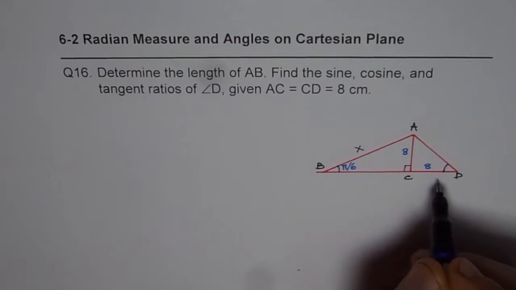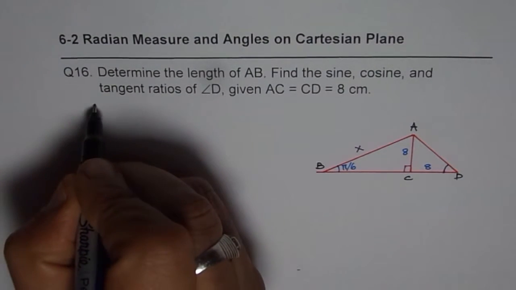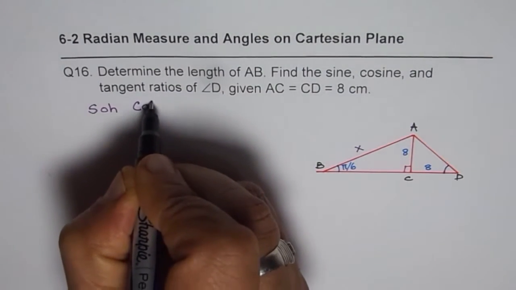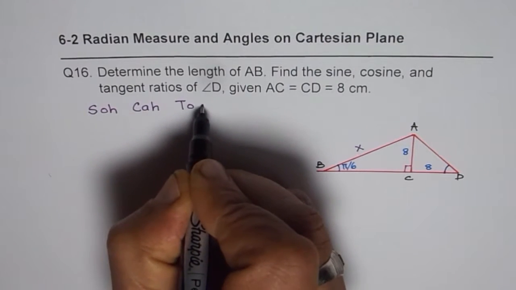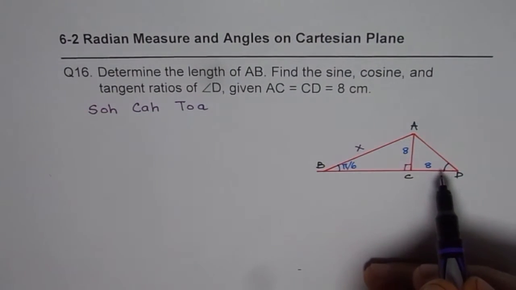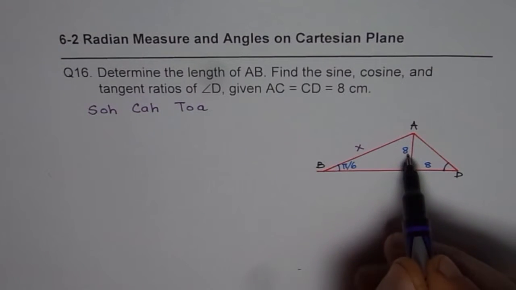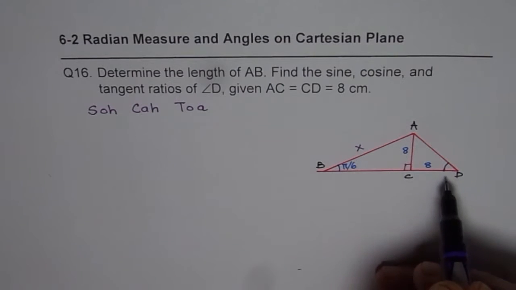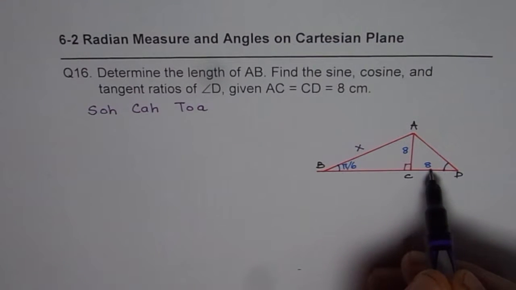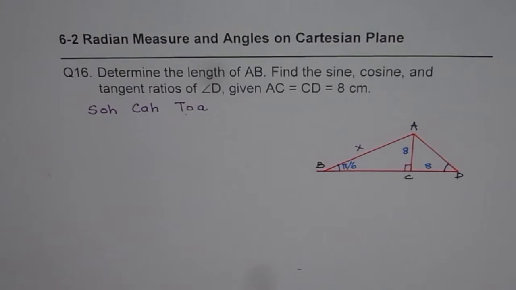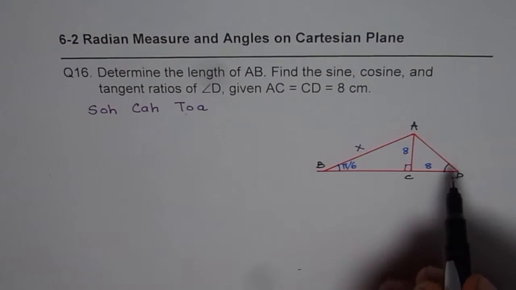Well, we'll do it in a general way, that is, remember SOHCAHTOA. Sine is opposite over hypotenuse, cos is adjacent over hypotenuse, and tan is opposite over adjacent. In triangle ACD, we are given the side opposite to angle D and the adjacent, right? So when we have opposite and adjacent, we should use tan, perfect. And therefore, we are going to use the ratio tan of D to find the angle D.